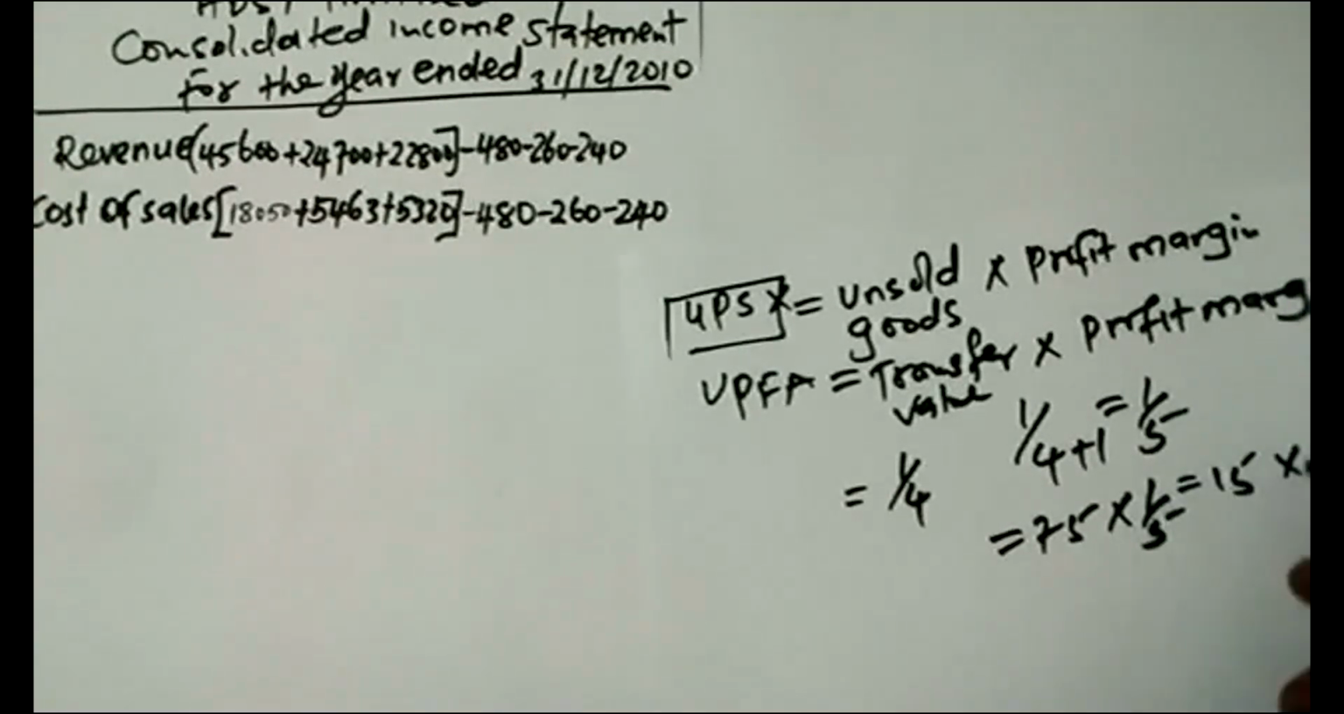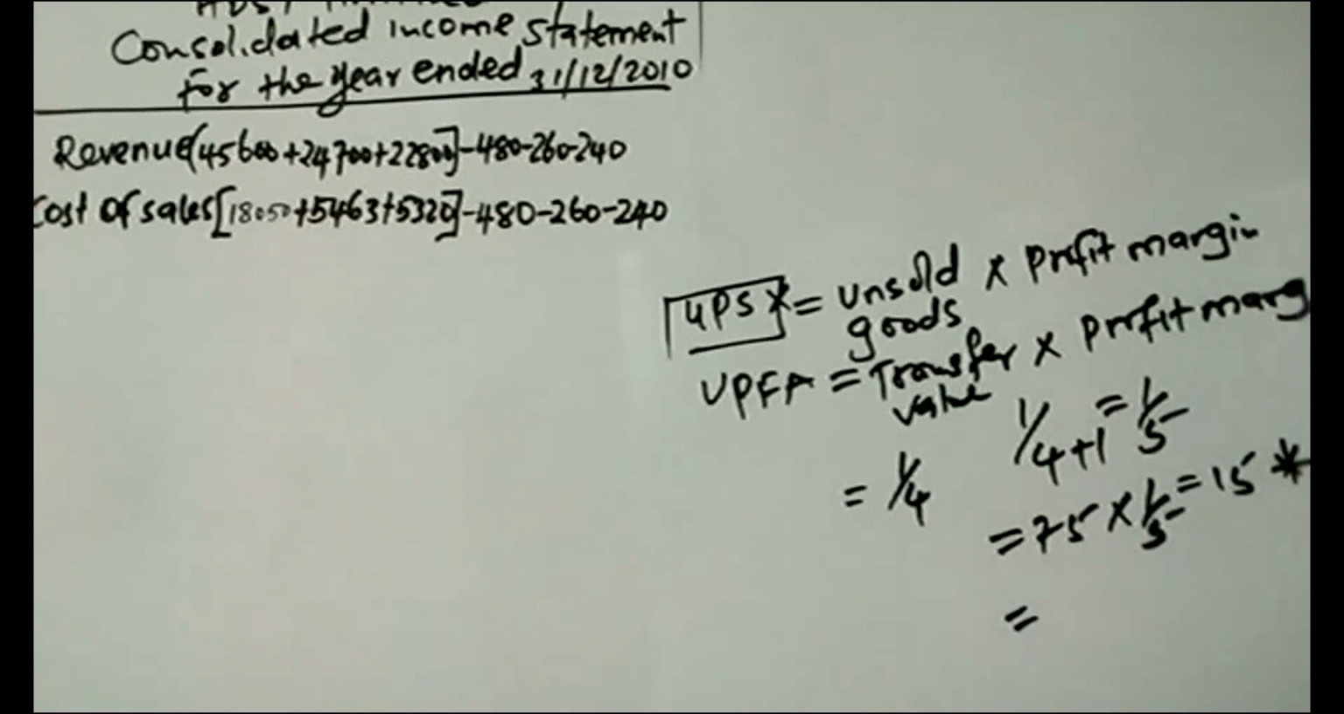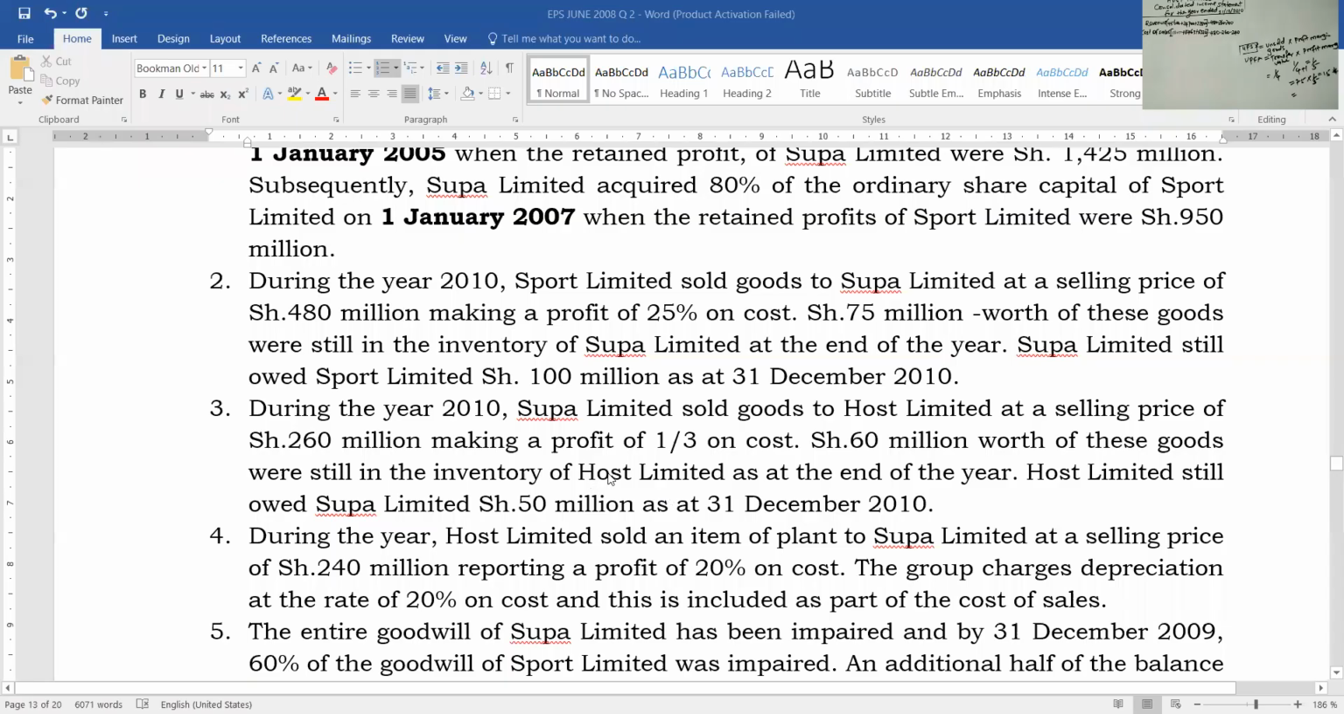So that is 15. So 15 is my first intergroup sales. Then what about the second one? For the goods of 260, the entity which received never sold 60 million worth of the goods. That is according to additional information number 3.